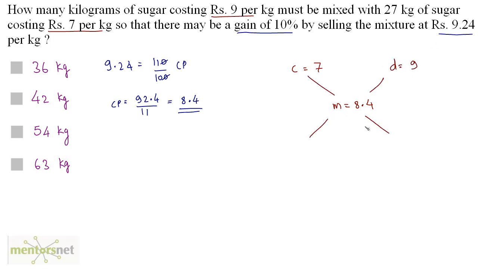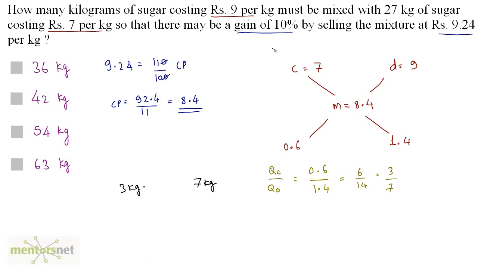So by alligation rule we can find out the right hand side, that's 8.4 minus 7, so it will be 1.4, and on the left hand side I have 9 minus 8.4, and that's 0.6. So according to alligation rule, QC by QD is equal to 0.6 by 1.4, that's 6 by 14, and if we divide both the numerator and denominator by 2, we get 3 by 7. Now when the cheaper quality's quantity is 3 kgs, the costlier quality's quantity is 7 kgs, right?